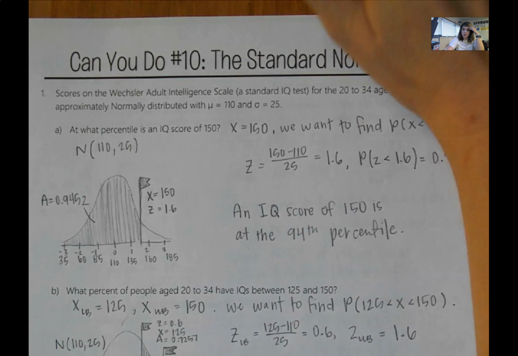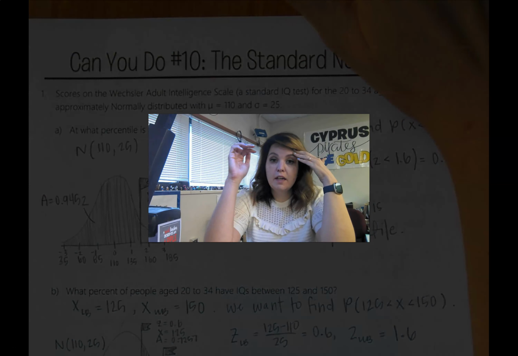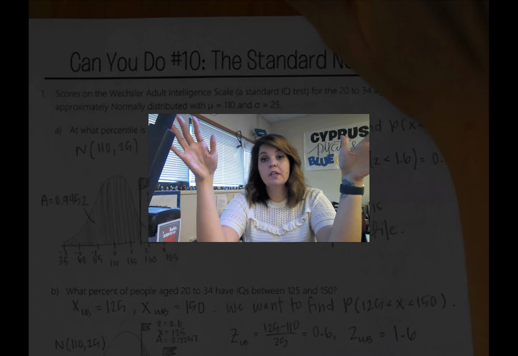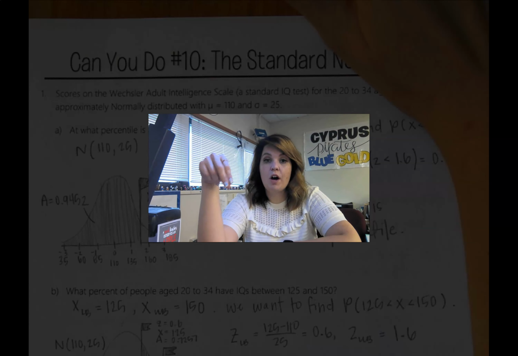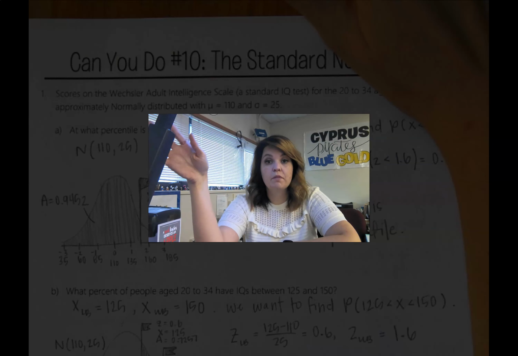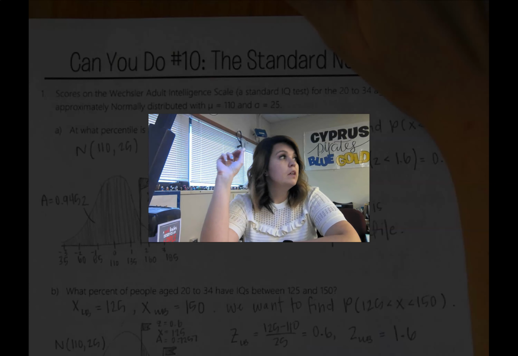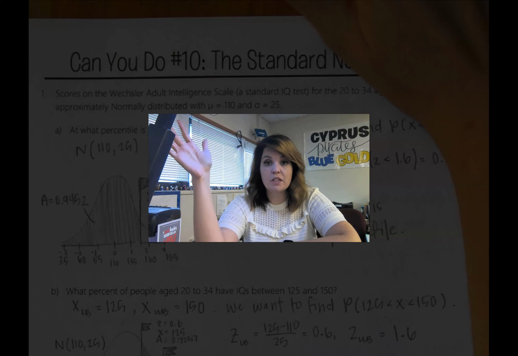Now, before you hit pause, what I have written down, you have to have. There's nothing that I have on my paper that you shouldn't have. So if you're missing something, make sure that you write it in and maybe highlight it so that you know not to forget it. Because on a quiz and on a test, if you miss any of these elements, you're going to miss points.